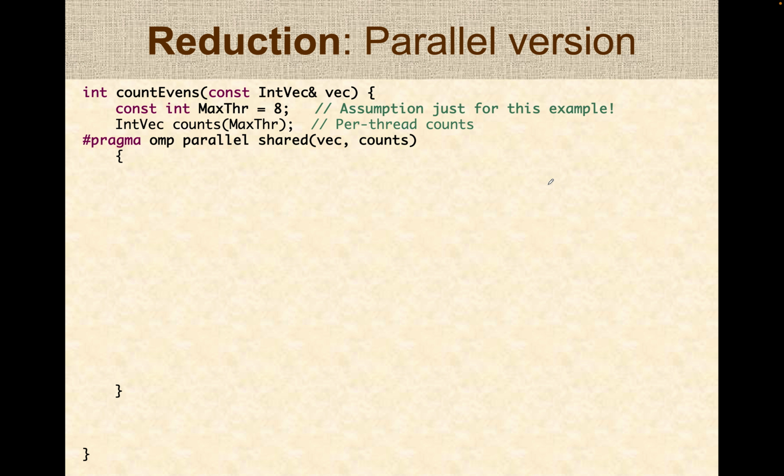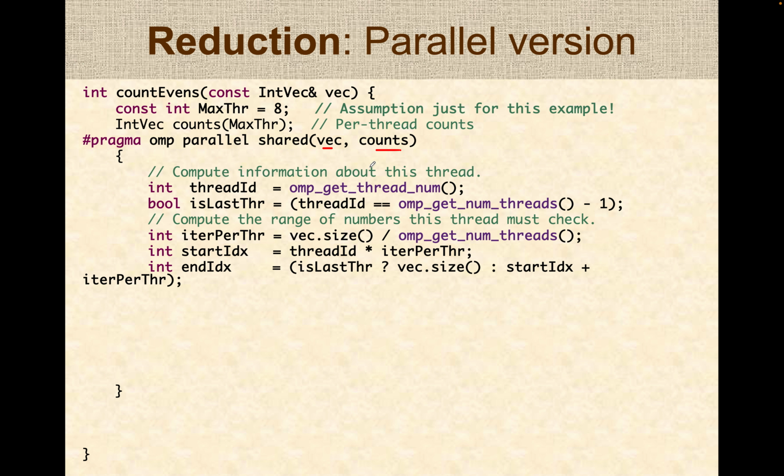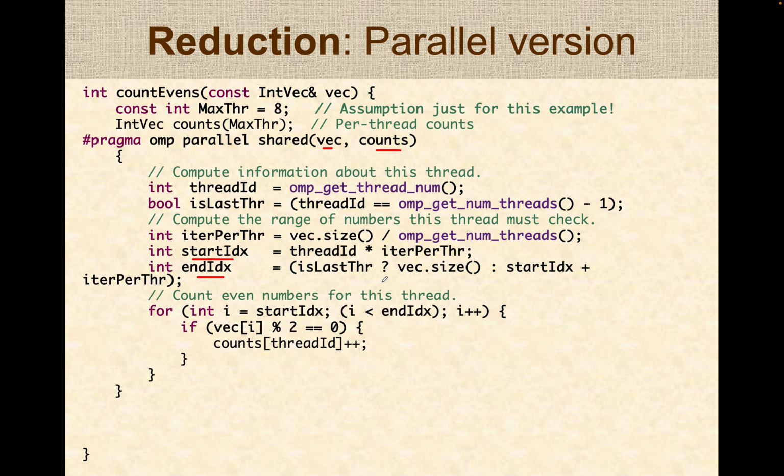Then we're going to do the same data parallel version. We're going to create a parallel section with those shared vectors and the counts. So the input vector and that intermediate are both shared by all of the threads. And then we're going to do the same process to compute the start index and end index by evenly dividing. And of course, this one also tries to handle some edge conditions here. And then you run the standard for loop from the start index to end index.